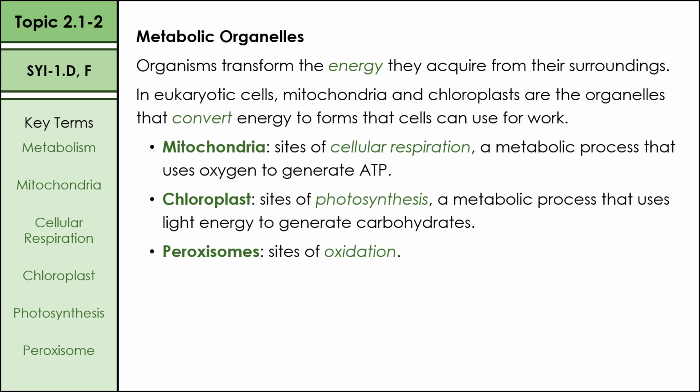Chloroplasts are found only in our plant cells and our other photoautotrophic organism cells. So these are sites of photosynthesis, which is a process that takes in light energy and uses it to generate carbohydrates. And finally, not to be outdone by the two heavy hitters, we also have peroxisomes, which are sites of oxidation. We will look at each of these in a little bit more detail now.